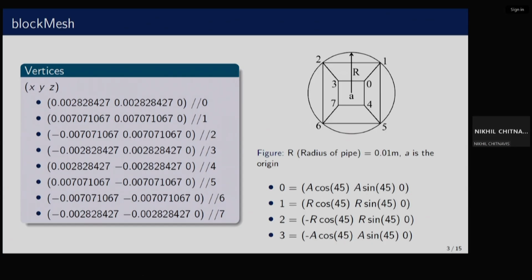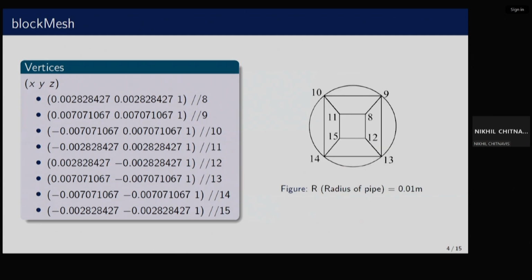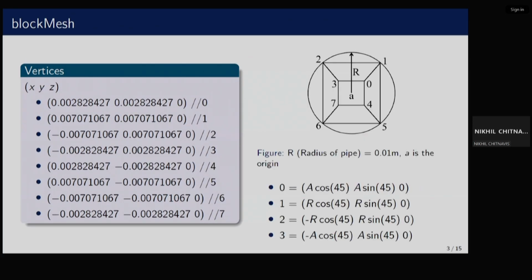In today's case, we are defining the radius of the pipe as 0.01, with A being the origin of this cylinder. So this is the inlet section and this is the outlet section. After defining the inlet and outlet sections, that means the vertices, I have also given the naming for these 0 and 1 vertices.